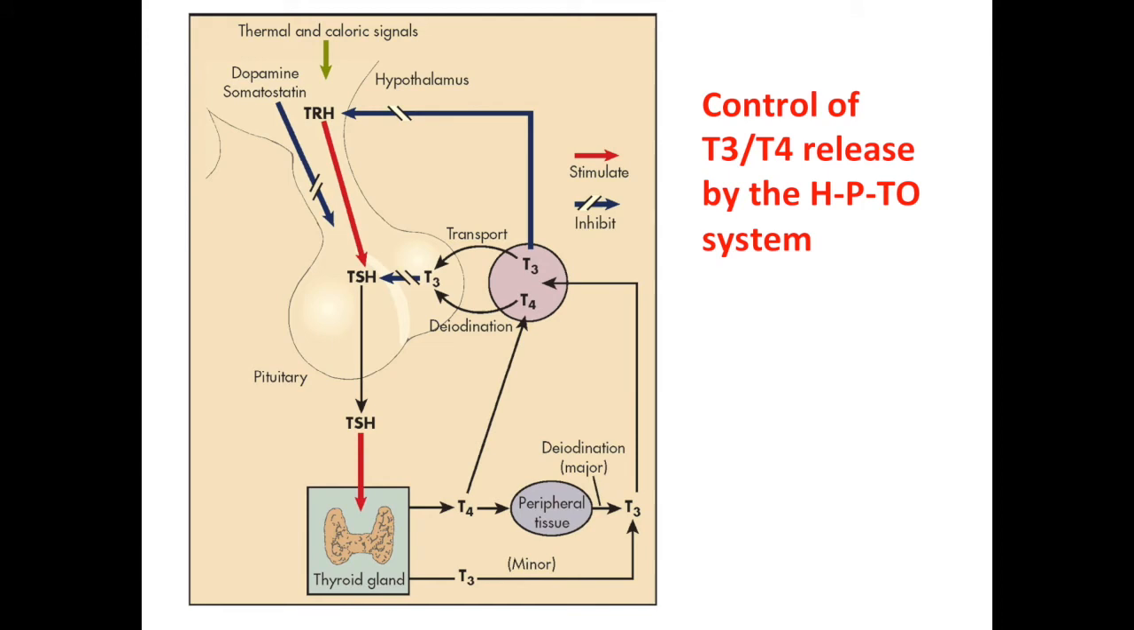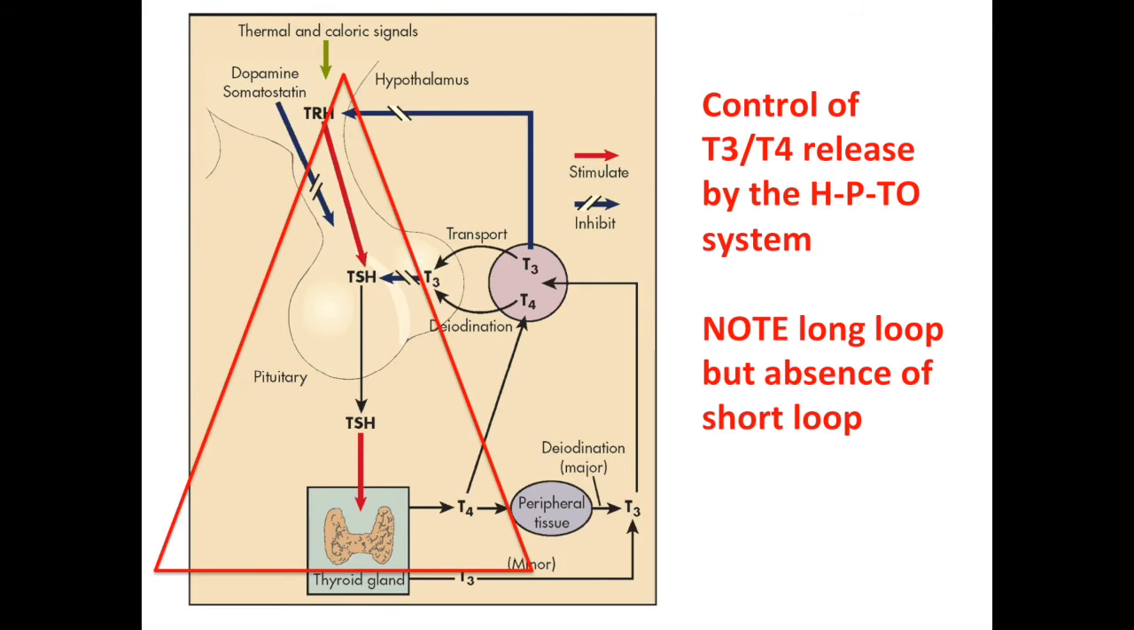So the control of thyroid hormone production is shown in this slide. The thermal and caloric signals to the hypothalamus will stimulate thyrotropin releasing hormone that then passes down to the pituitary, and you get thyroid stimulating hormone released into the blood that then stimulates the thyroid gland. And the production of thyroid hormone will then feed back to both the pituitary and the hypothalamus to inhibit the release of both TRH and TSH.